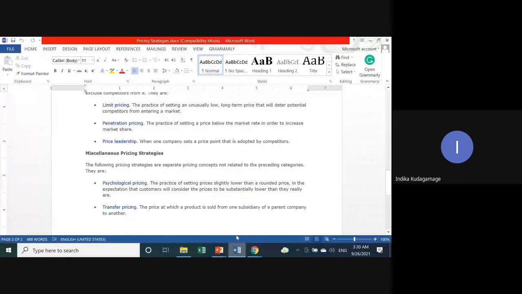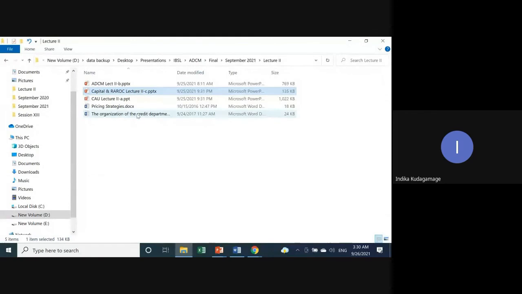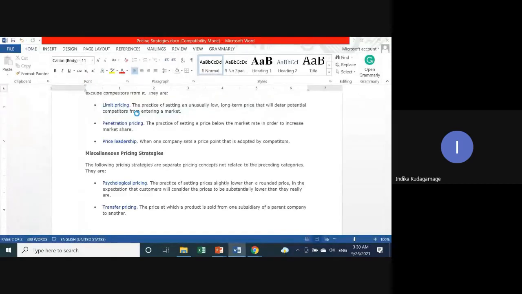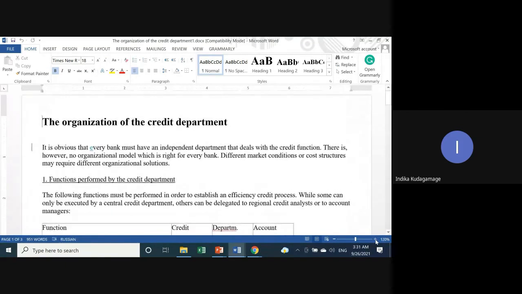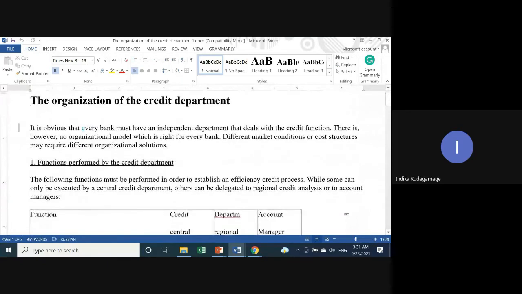Let me go to this, the organization structure again. So we have to have an independent department that deals with the credit function. There is, however, no organization model which is right for every bank. So depending on your bank size, your credit culture, your policies, we have to have different things.